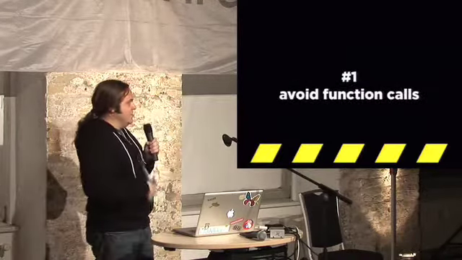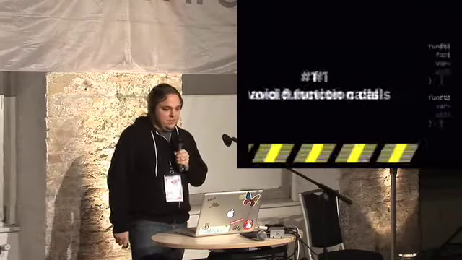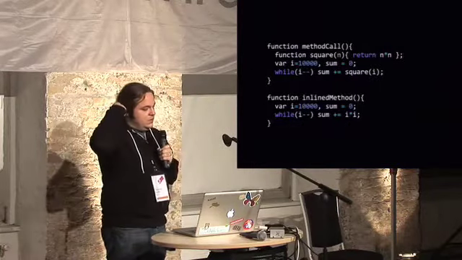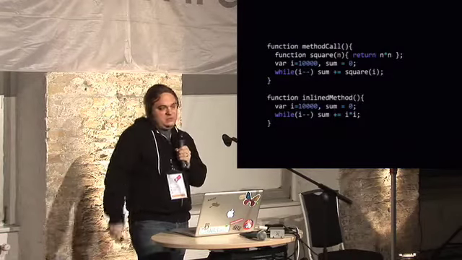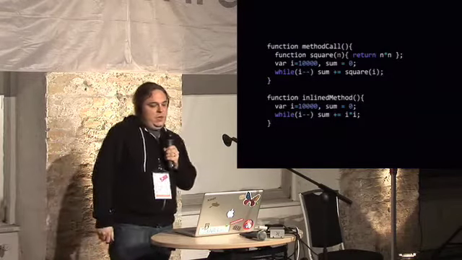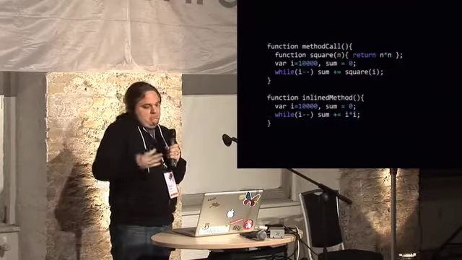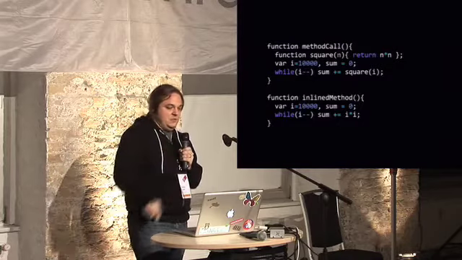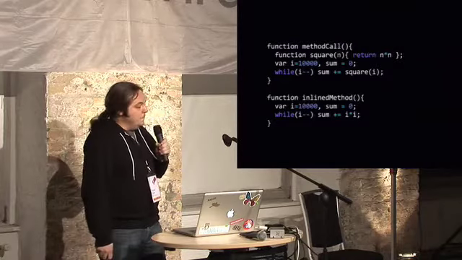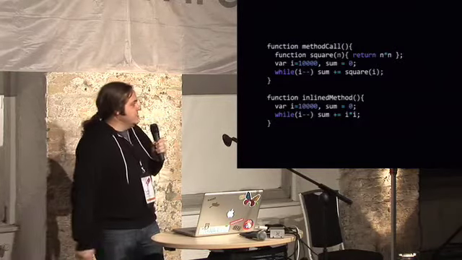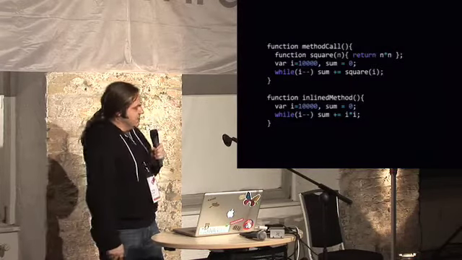So my first tip is avoid function calls. This is the beginner's tip. If you look at the code here, you have the square function that returns the parameter squared. And if you do 10,000 iterations, it has to do 10,000 function calls, except in JavaScript engines that inline the code. Compared to that, you do the statement directly in the code without the function call in the second example.